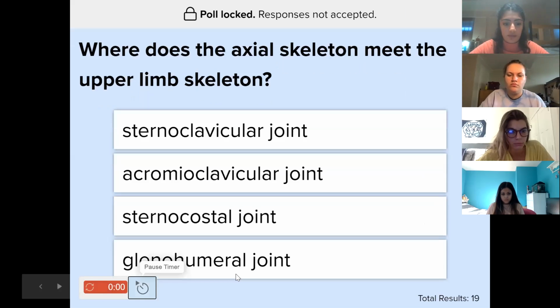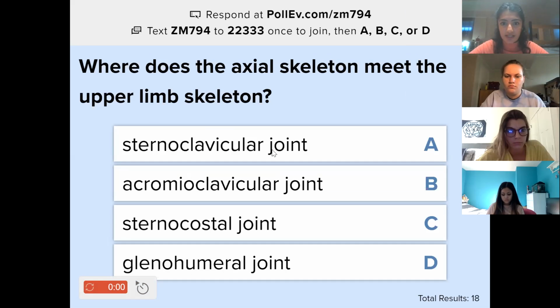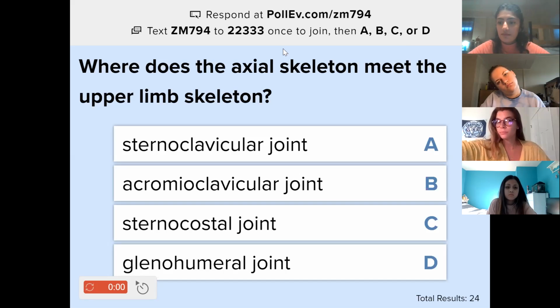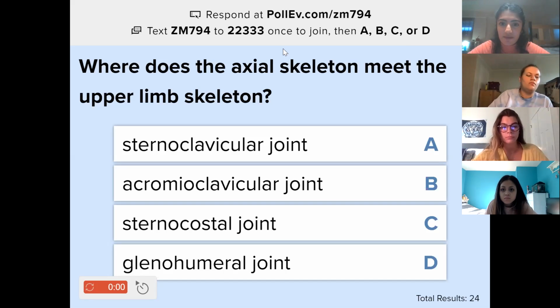Did it lock it? Okay, I'm gonna open it back up because I know we have a lot of people who didn't get a chance to answer, and I think it's because it's the first Poll Everywhere. So go ahead and put your answers in. I have 24, so I'm waiting on 3 more people. As always, this is not for credit accuracy, sorry, this is just for participation. Okay.